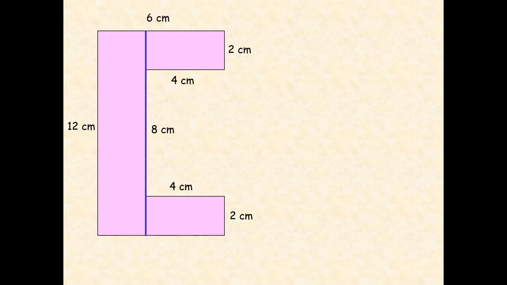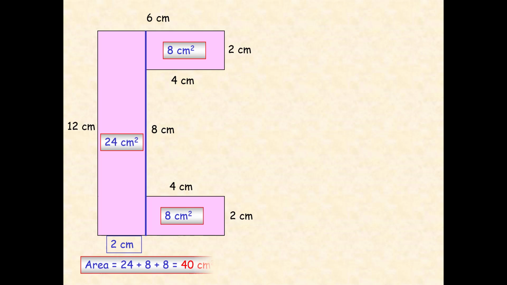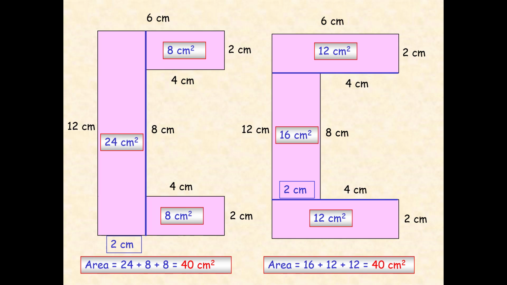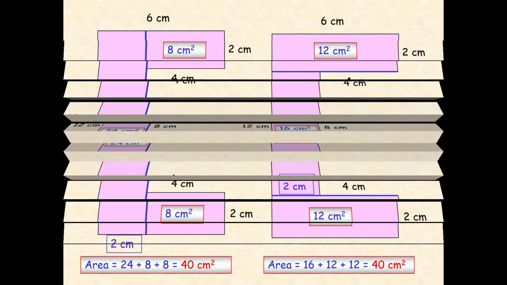So here we can say this is 12 times 2, which is 24 square centimeters. And then 4 times 2 is 8 square centimeters, but there are 2 of them. And we'll add everything together. Or we can break it up like so. So the 2 times 8 gives you the 16 square centimeters. And then the 6 times 2, 12 square centimeters, but there are 2 pieces or 2 rectangles. And that will also give us 40 square centimeters.